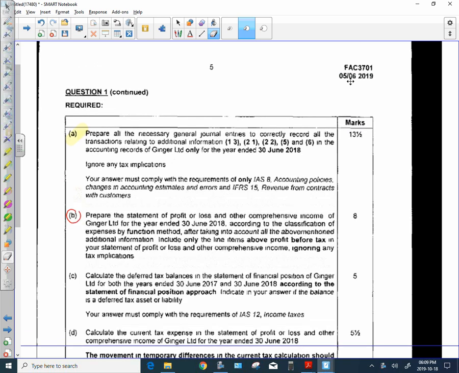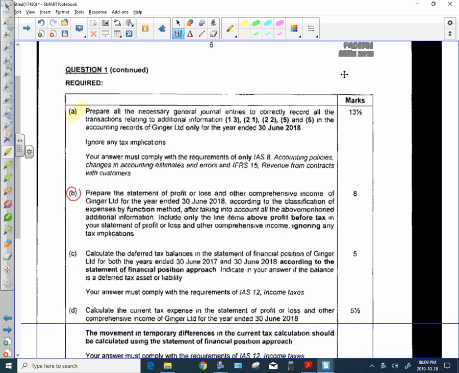2019 exam. The first question asks us to prepare all the necessary journal entries to correctly record all the transactions relating to the additional information, points 1.3, 2.1, 2.2, 5, and 6 in the accounting records of Ginger only for the year ended 30 June 2018. Right, so as we read through the information, we'll see what journals are required.